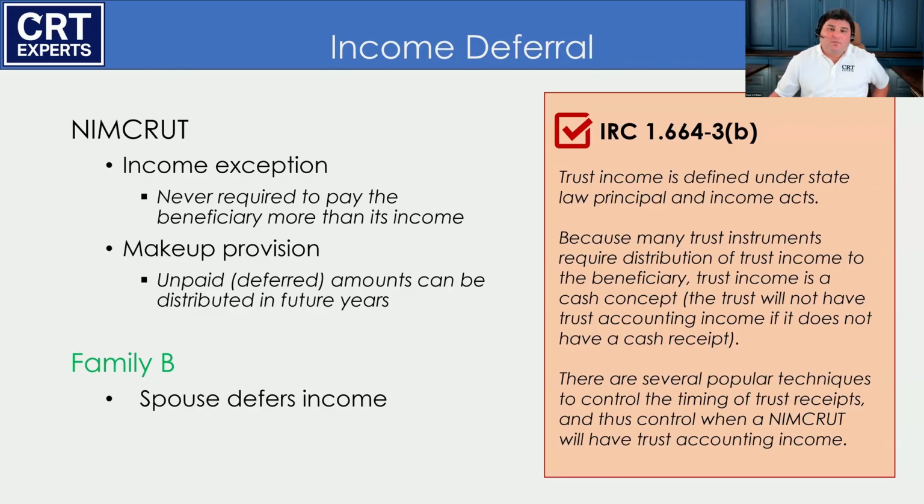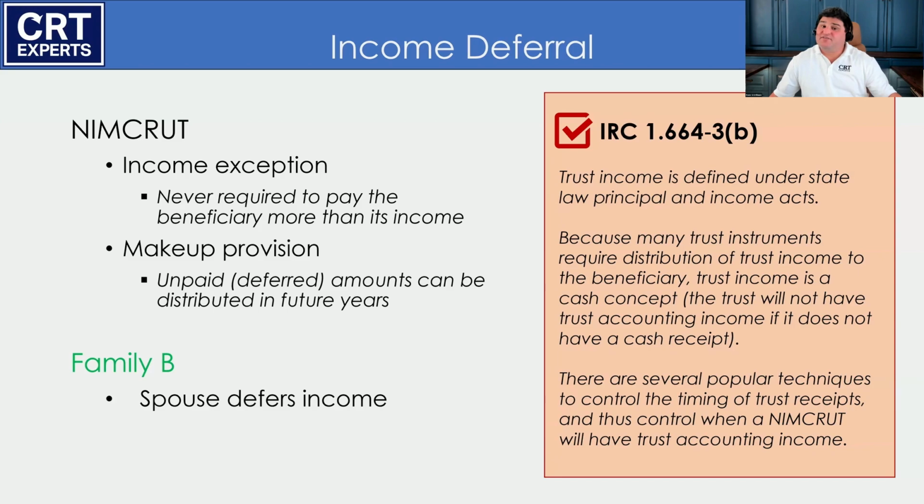And we're going to put a deferral period up front on that CRT's life cycle once it's funded. To allow for deferral, we're going to use what's called a net income with makeup CRT, often called a NIM CRT, as I'm sure many of you are familiar. So a NIM CRT will distribute the lesser of a stated payout rate and trust accounting income. Unlike a standard CRT that's going to distribute that payout rate each year, regardless of its income, with a NIM CRT, there's a net income limitation. It's never required to pay a beneficiary more than its income. So if it doesn't have income, nothing has to be distributed. And there's this makeup provision that enables us to pay unpaid or deferred amounts in future years.